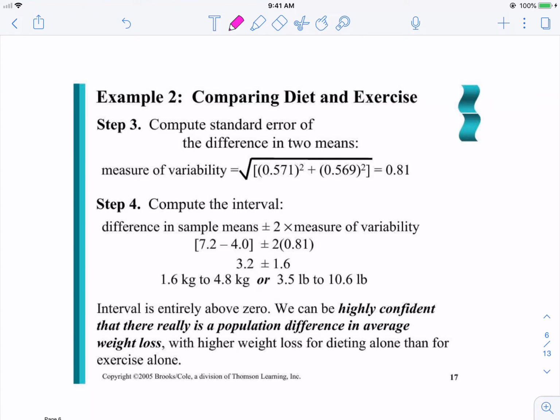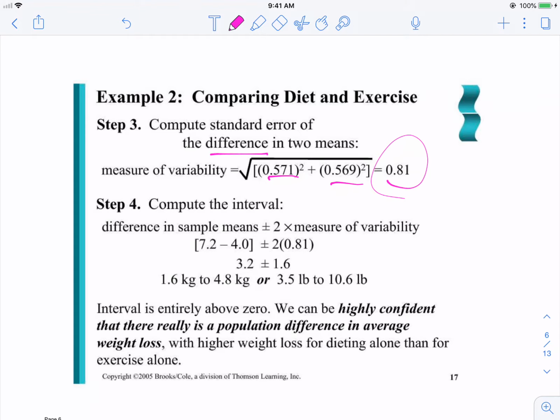Next, we show the calculation of this measure of variability. So we take both of those standard errors, square them, add them together, take the square root. We get this measure of variability of about 0.81. And now the construction of the confidence interval. Again, this is called difference of two means.